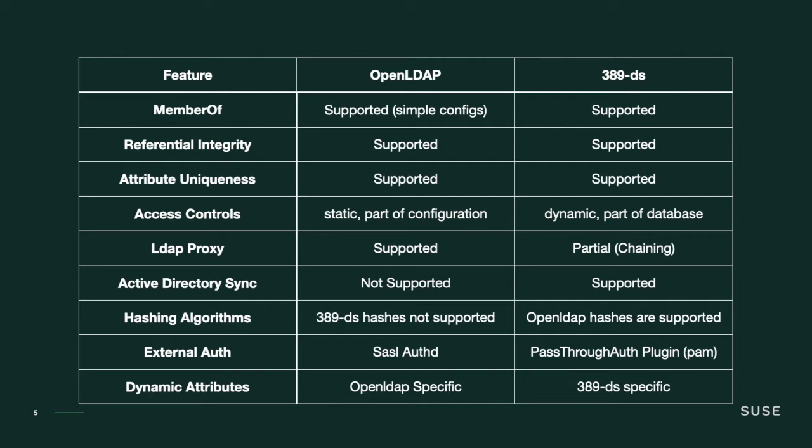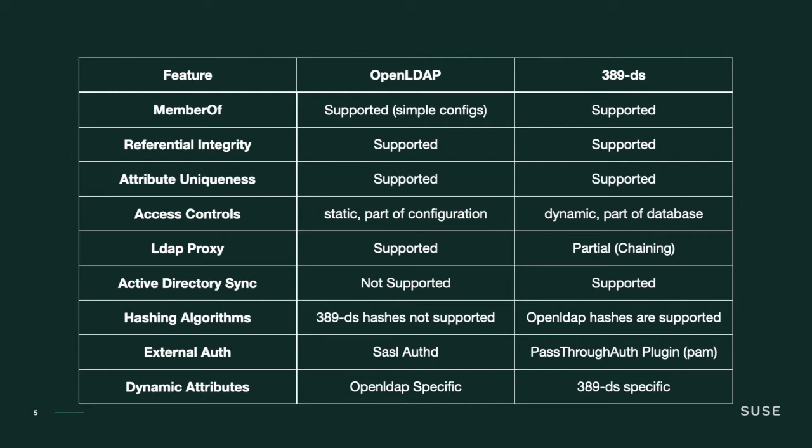OpenLDAP does not have Active Directory synchronization capability, and generally it would be advised that you would use the OpenLDAP proxying support. However, 389 does have Active Directory synchronization, where 389 is able to read from an Active Directory domain and then import accounts and some password details if requested, meaning that you can synchronize that content into 389.